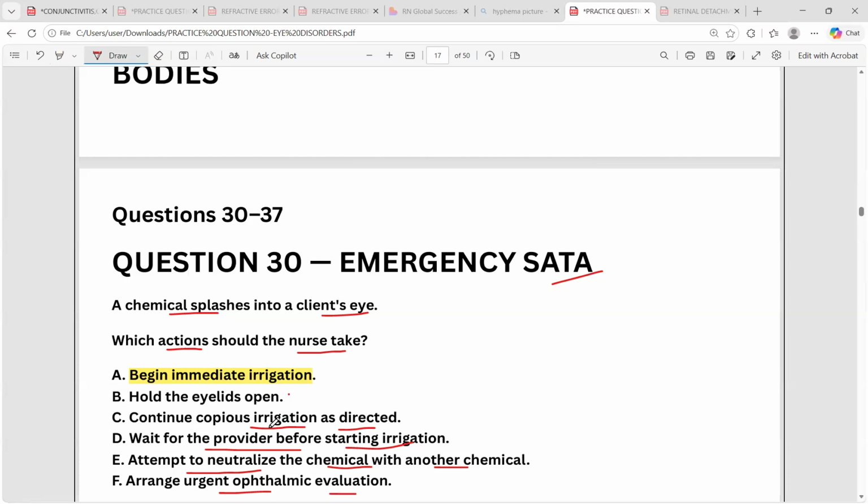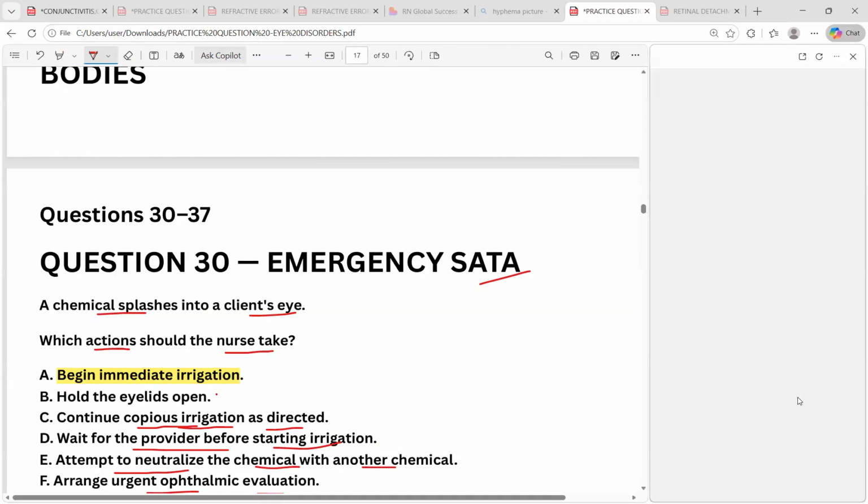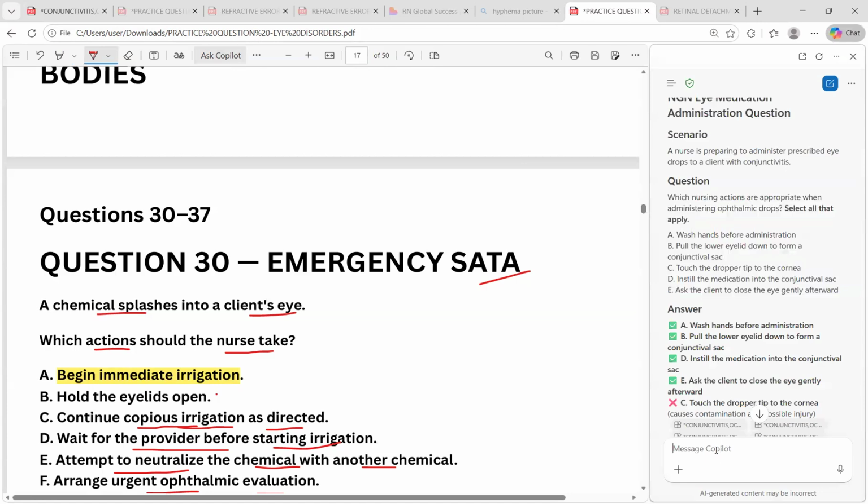Copious means whatever the hospital policy is. For example, sometimes it can be normal saline or sterile water. Okay, whatever it is, it depends on their policy. Then it might be a right answer.